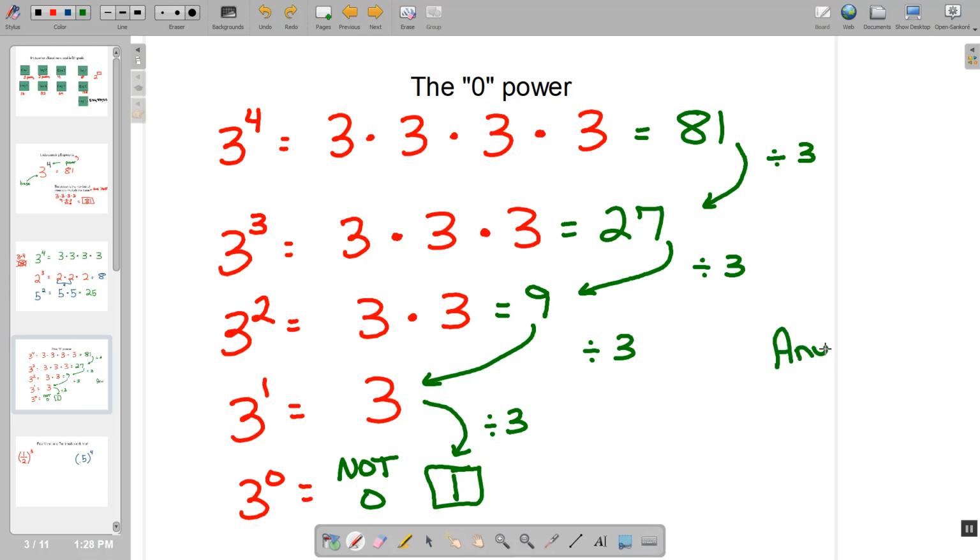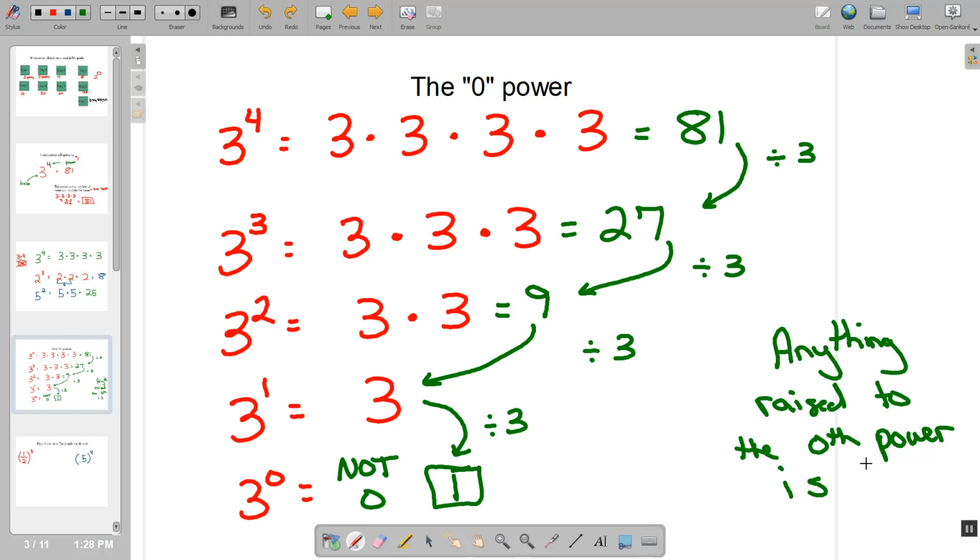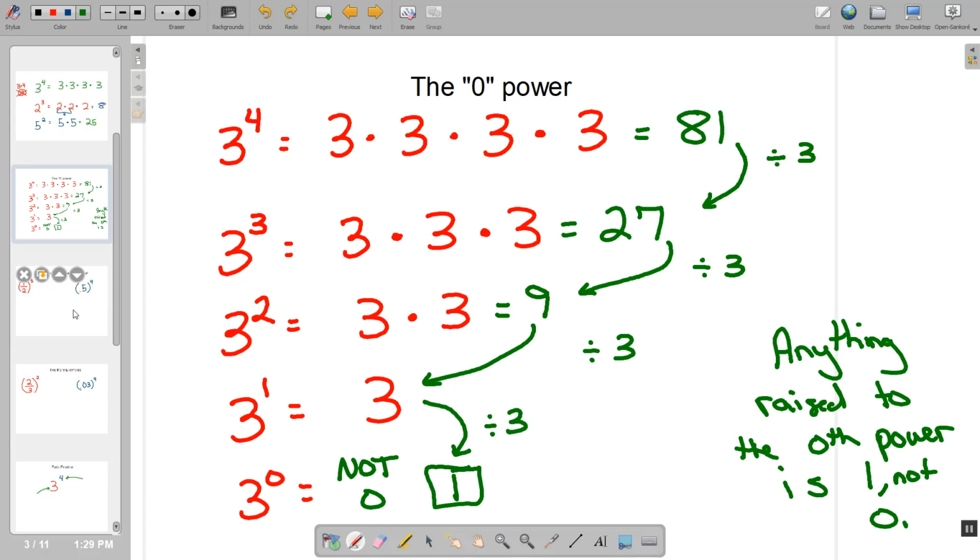Therefore, anything raised to the 0th power is 1, not 0. There is one small exception, and that is 0 raised to the 0th power. And that is a skill that we'll talk about as you get a little bit older. I know that Mr. Schmidt brings it up in his 7th and 8th grade classes when they start to get into more complicated exponents. But for now, anything raised to the 0th power is 1, not 0, except for 0 raised to the 0th power, which is impossible.